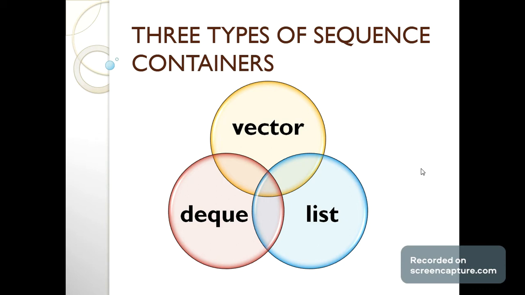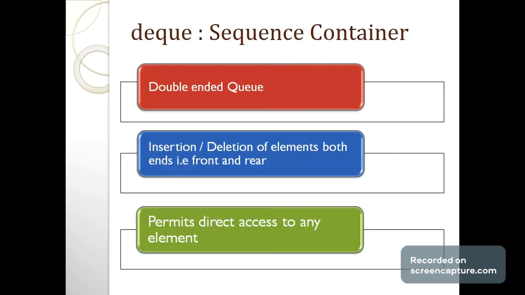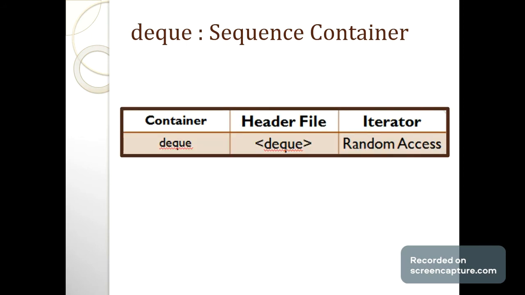As we know from the previous videos, vector allows insertion or deletion of elements only at the back end. Whereas deque is a sequence container which allows the insertion or deletion of elements at both ends, that is front as well as rear. By its name, deque is a double-ended queue, and it again permits direct access to any element as the vector does. To implement the deque, we have to include the header file deque, and the iterator used for moving inside the deque is a random access iterator.